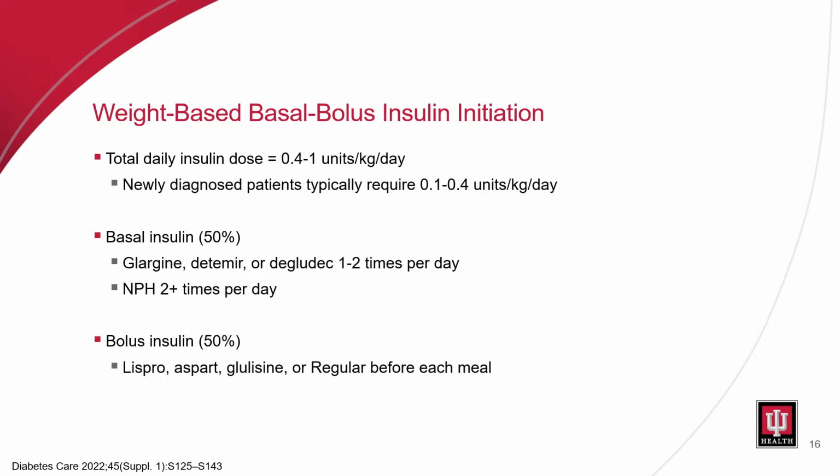We'll also have that 50% of the bolus insulin, which will be our short-acting insulins, lispro, aspart, glulisine, or regular, before each meal of the day. Patients should be instructed to check their blood glucose at least 4 times daily, so once before every meal and at bedtime. And some patients may also require a 3 a.m. check, especially if they're at risk for hypoglycemia.